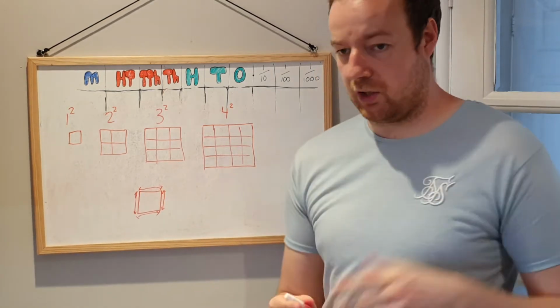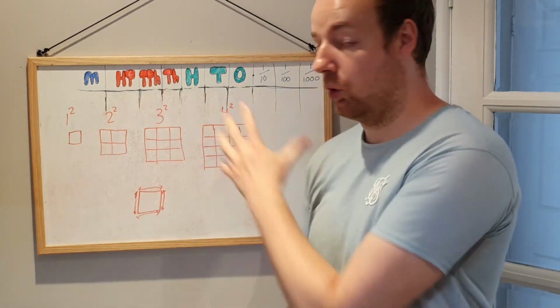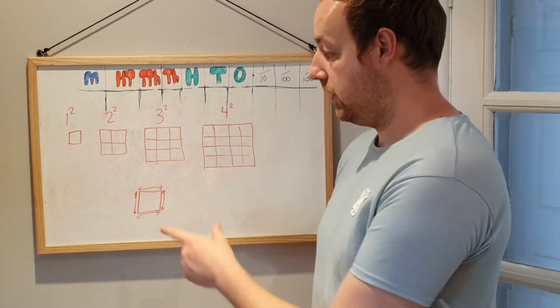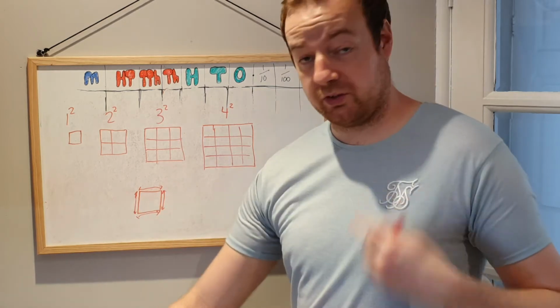Okay. We've done area and perimeter as well. We're going to move on to that next time, because it's really important to have this knowledge before we move on to area and perimeter. But when we're looking at finding the area, what we do is we multiply one side by the other side. So that's exactly what squared numbers are.